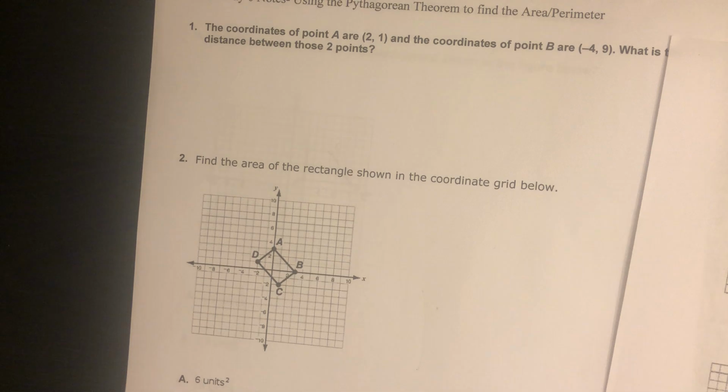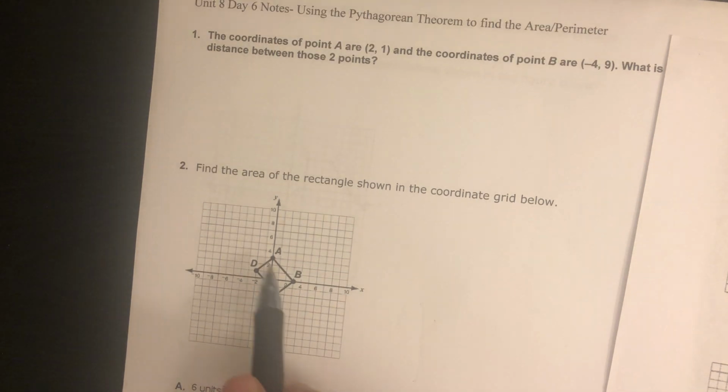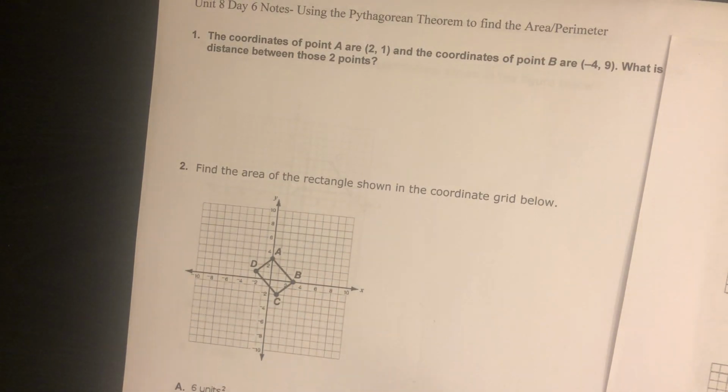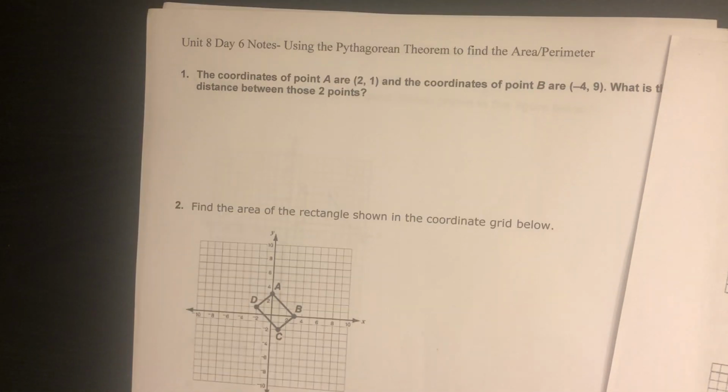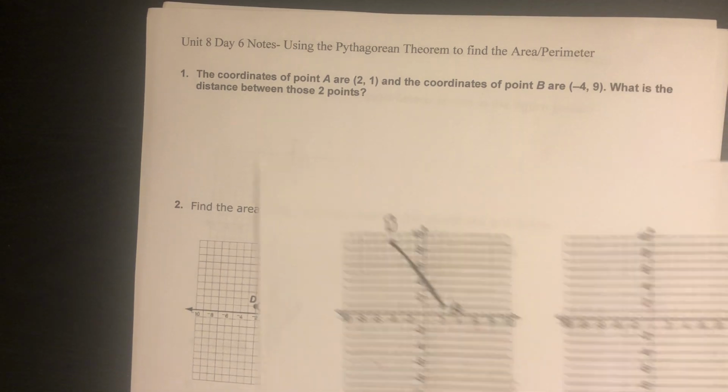We're going to have to use the Pythagorean theorem to be able to find the distance between 2 points so we can know what the measurements are and then find either the area or the perimeter based on what the question is asking us. So before we get into that, let's talk about number one.